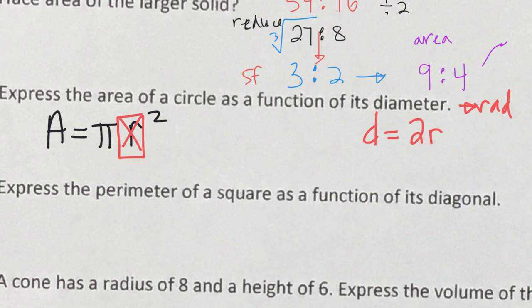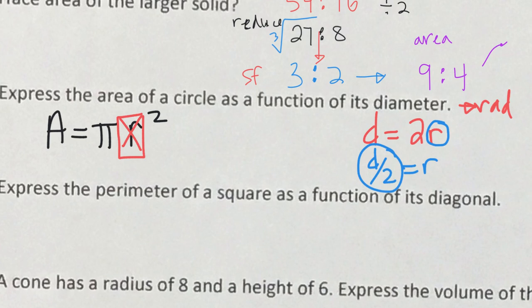So over here in our red equation, we're going to solve for r. So the radius is half of the diameter, right? Which makes sense. If you wanted to know the radius and you had a diameter of 10, you would divide it by 2. The radius is half of the diameter.